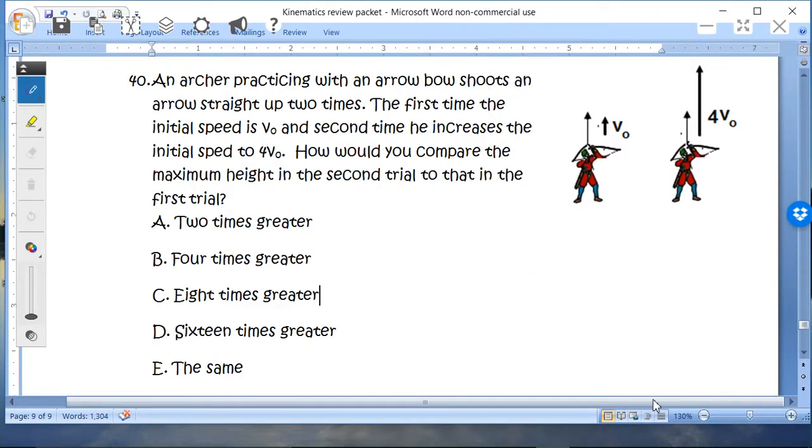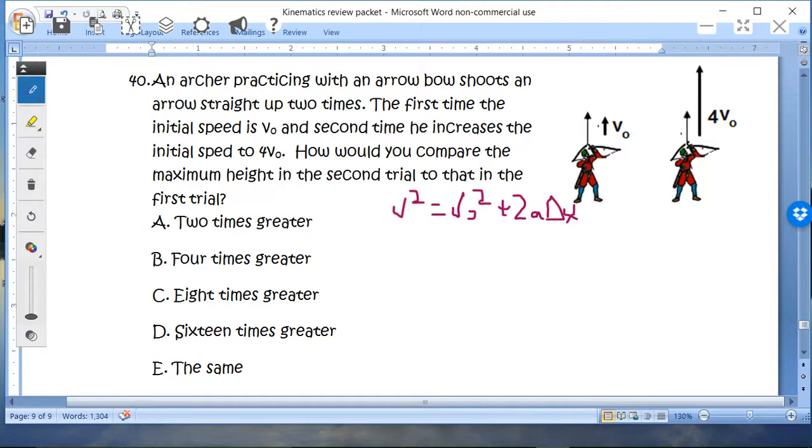Station 6, multiple choice question. An archer practicing with an arrow bow shoots an arrow straight up 2 times. The first time, the initial speed is v0, and the second time, he increases the initial speed to 4 times v0. How would you compare the maximum height in the second trial to that of the first trial? Well, first thing I need to notice is that no times are given for how long the arrow is in the air, so I'm going to use the third kinematics equation, which is v squared is equal to v0 squared plus 2a delta x.